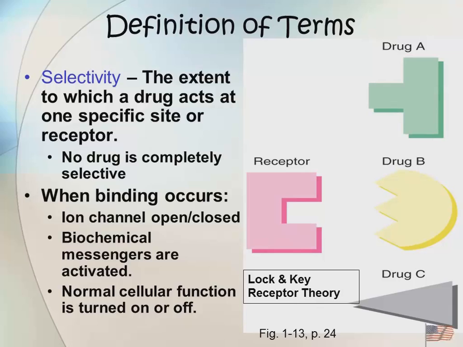Could be that there are channels that are open, so ions are allowed to pass. A calcium channel blocker, for instance, is something that blocks the calcium channel. When that binding occurs, it does not allow the calcium to move. Sometimes it's some other biochemical messengers that are activated, and sometimes whatever the function of the cell is being either stimulated or being turned off. So different things. But drugs have specific selectivity.